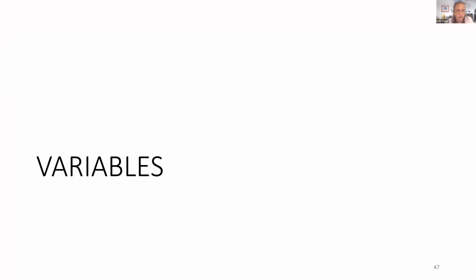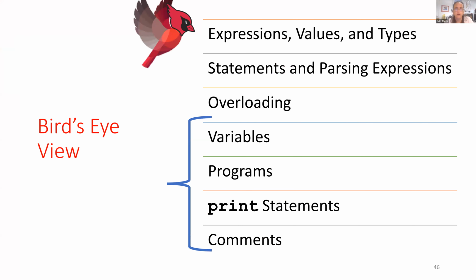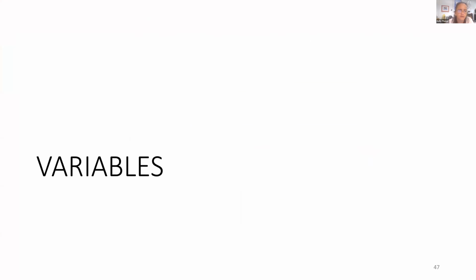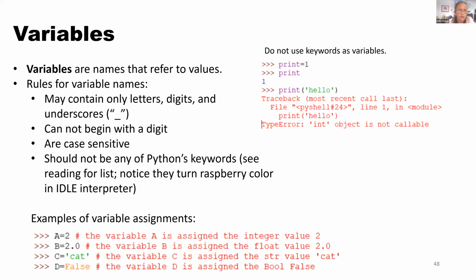So we have been talking about expressions, values, and types, and statements and the parsing of expressions and overloading. Today we have a collection of some shorter topics: a little bit more about variables, programs, print statements, and working with comments. So what is a variable?